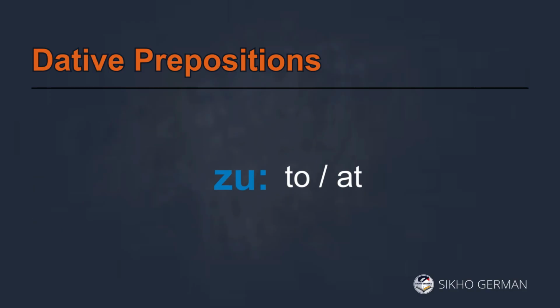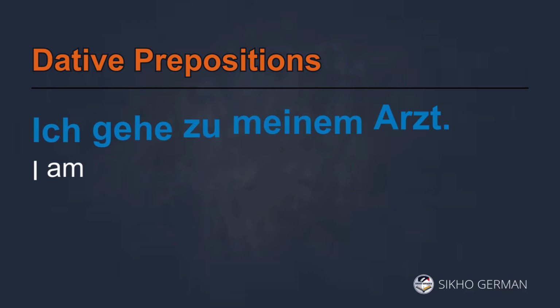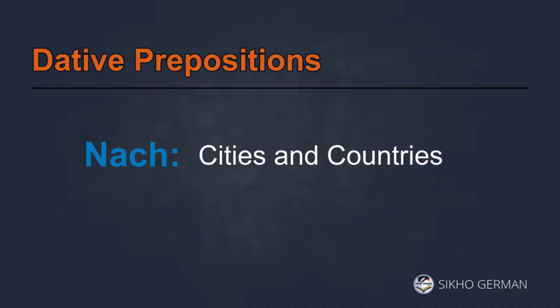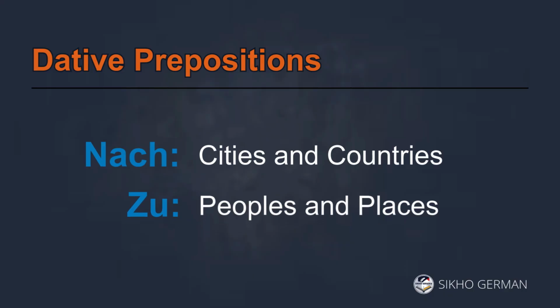Next is zu, to or at. Ich gehe zu meinem Arzt. I am going to my doctor. Mein Arzt becomes meinem Arzt, dative masculine, after zu. When going to a person or location with an article, use zu, not nach. Remember, nach equals cities and countries without articles. Zu equals people and places with articles.